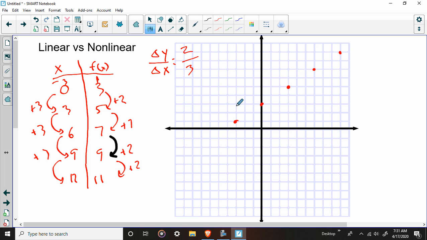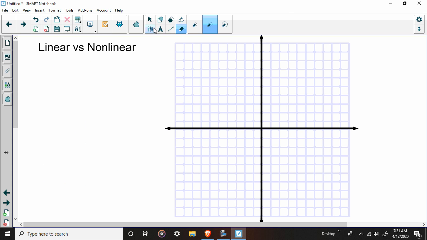So that was good. Now, that was linear. Nonlinear things don't behave that way. So let's go ahead and graph just a couple points of a parabola. So say I had our parent function, right? We've got a point here.